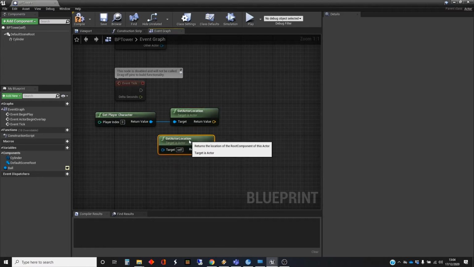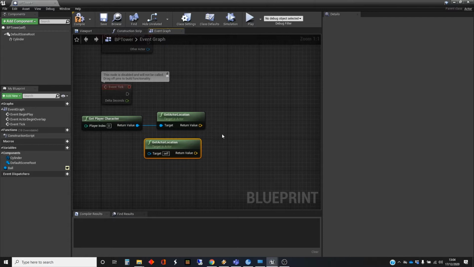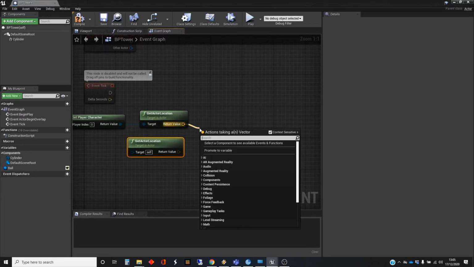For the tower itself. So the relative vector between two points, or between two position vectors, is the destination minus the source. So if you want to find the relative vector from A to B, that's B minus A. And we're going from the tower to the player. So we need player minus tower.